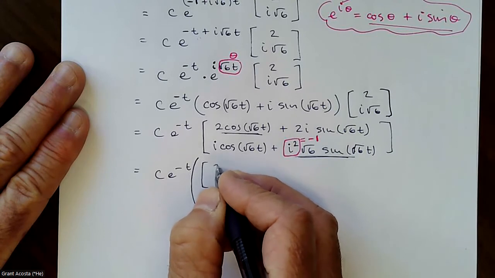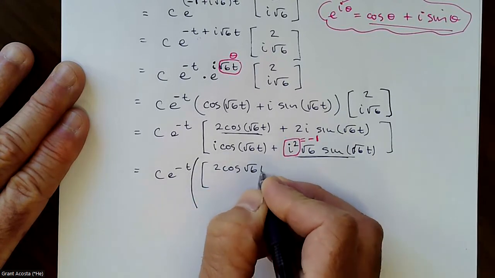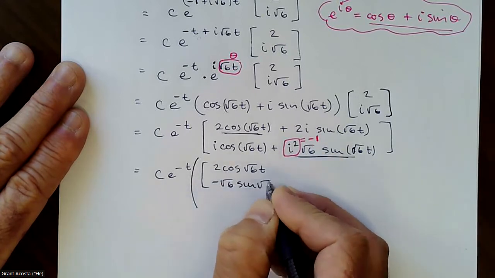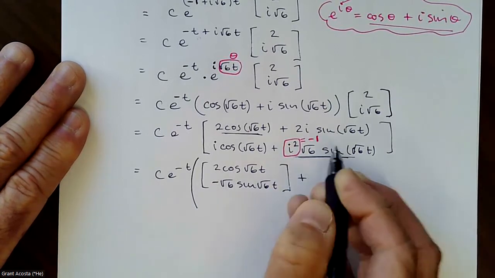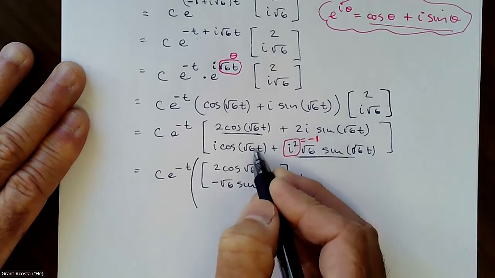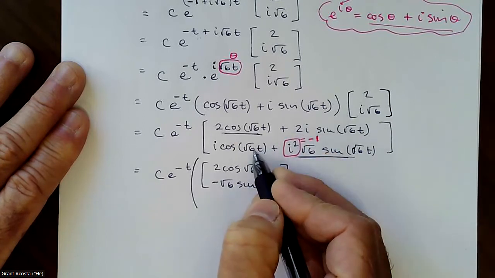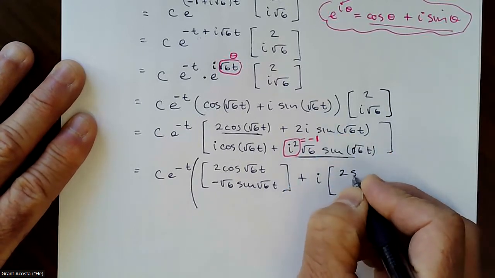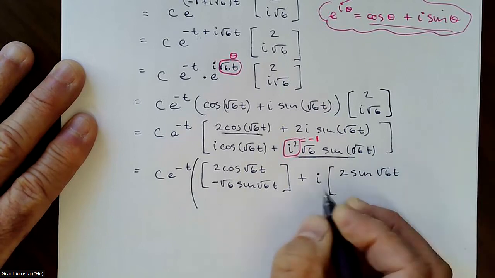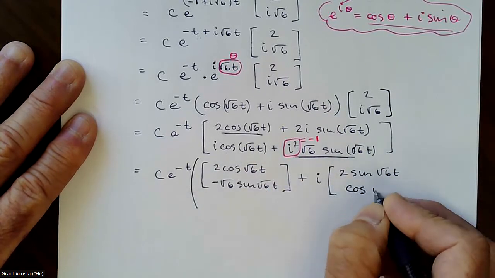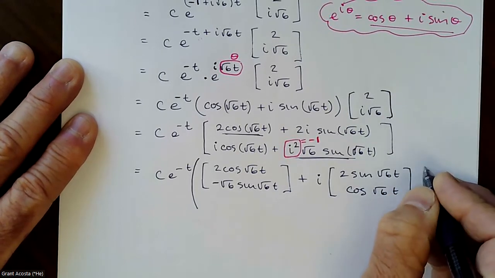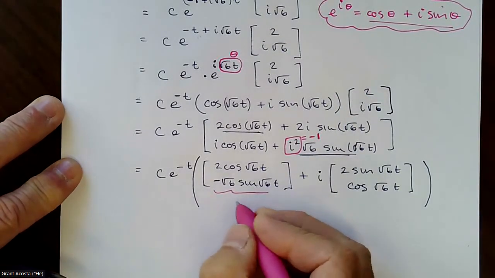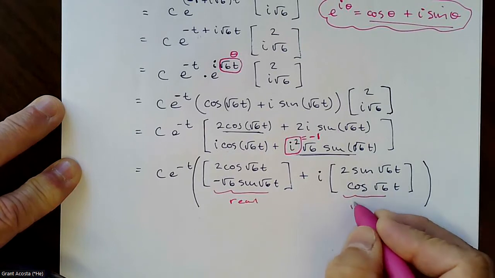So I'm going to put the real part here, 2 cosine root 6t. This is negative root 6 sine of root 6t. The other two terms are both imaginary, and so what I'm going to do is factor out the i from both of those. I times, for the top one, I have 2 sine of root 6t. For the bottom one, I'm just going to have cosine of root 6t. So these were the real parts, and these were the imaginary.